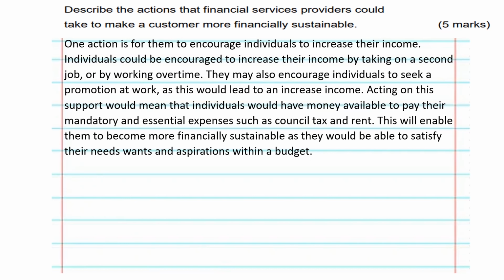Let's take a look. One action is for them to encourage individuals to increase their income. Individuals could be encouraged to increase their income by taking on a second job or by working overtime. They may also encourage individuals to seek a promotion at work, as this would lead to an increase in income. Acting on this support would mean that individuals would have money available to pay their mandatory and essential expenses, such as council tax and rent. This will enable them to become more financially sustainable as they would be able to satisfy their needs and wants and aspirations within a budget.